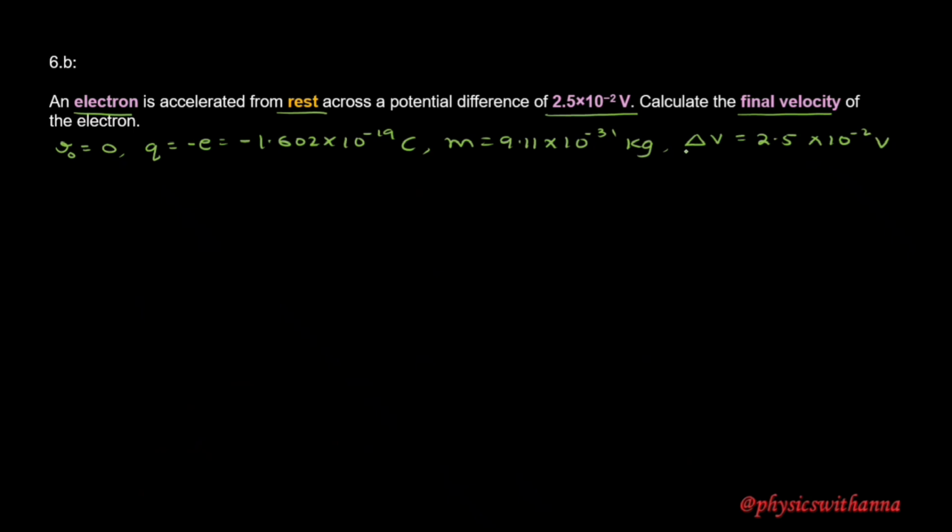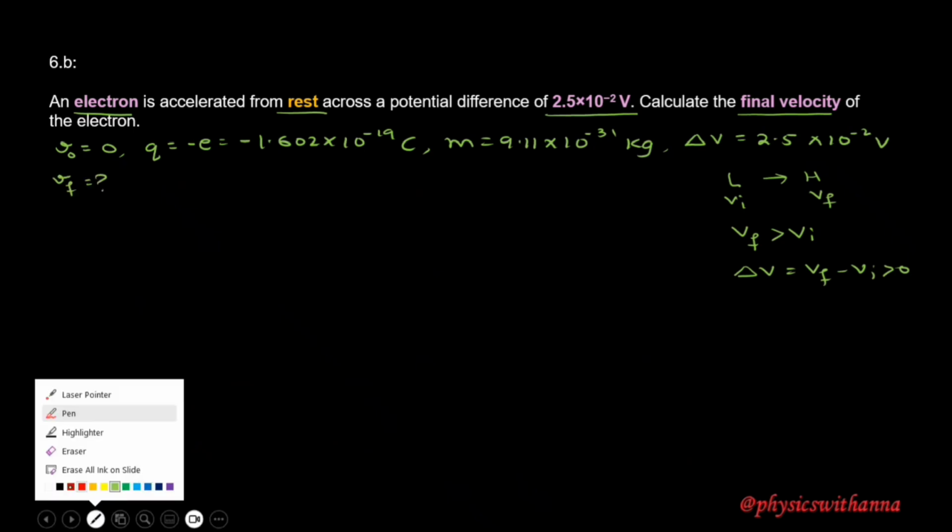And since electron is a negative charge, the potential difference will be positive because we know any negative charge will go from a point of lower potential to higher potential. So my final potential here is greater than the initial. And if V final is greater than V initial, the difference delta V, which is V final minus V initial, will be greater than 0. So it will be positive. We need to find the final velocity of electron. So let's start with work kinetic energy theorem.